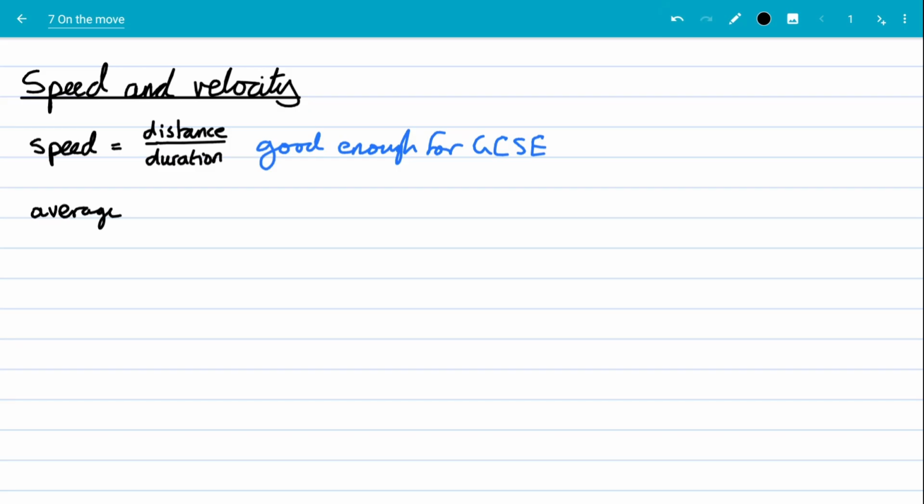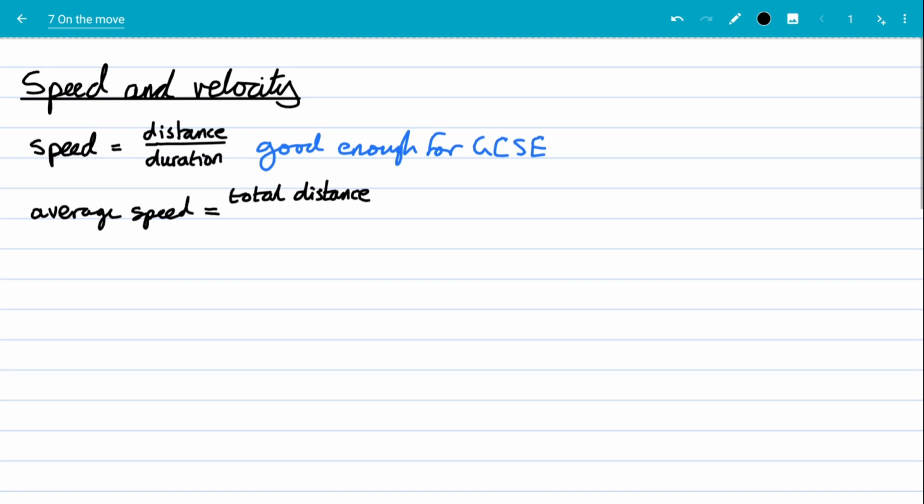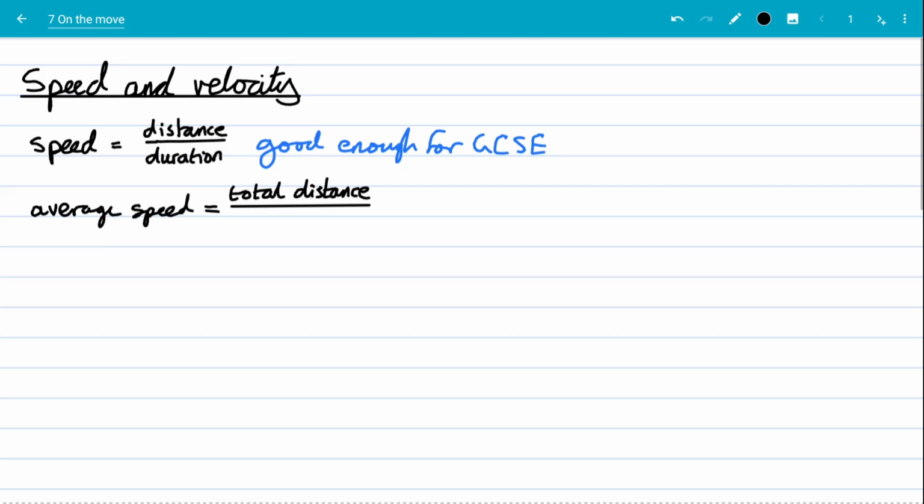So average speed, let's try and spell it right. Average speed is going to be the total distance divided by the total duration. Now this is important because I've seen often at GCSE level, when asked to calculate an average speed, students calculating maybe 3 different speeds, adding them together and dividing by 3 and thinking that's okay. That's not what we mean by average speed in kinematics.